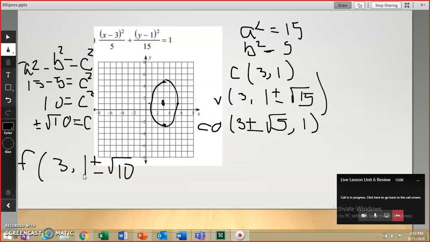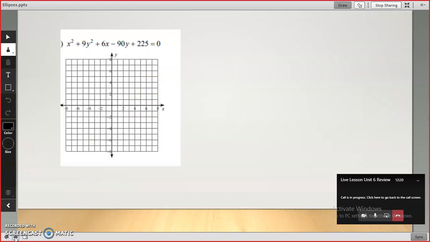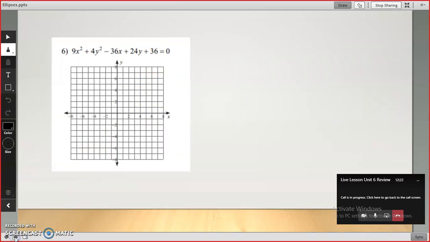And I went ahead and drew it out for us quickly because I don't want to run out of time on my recording, but I did plot the center. I did do the vertices and the co-vertices. All right, so now let's get to the nitty-gritty. I think this is actually a better one, so let's do this one.